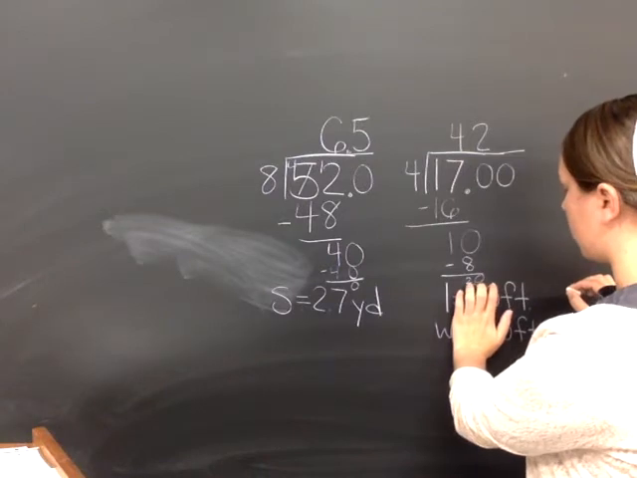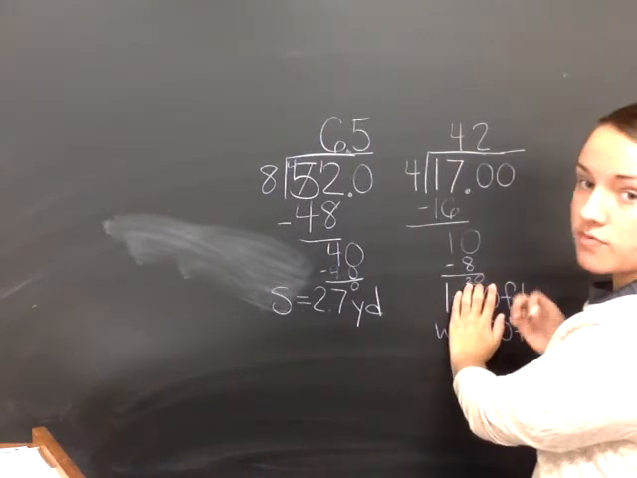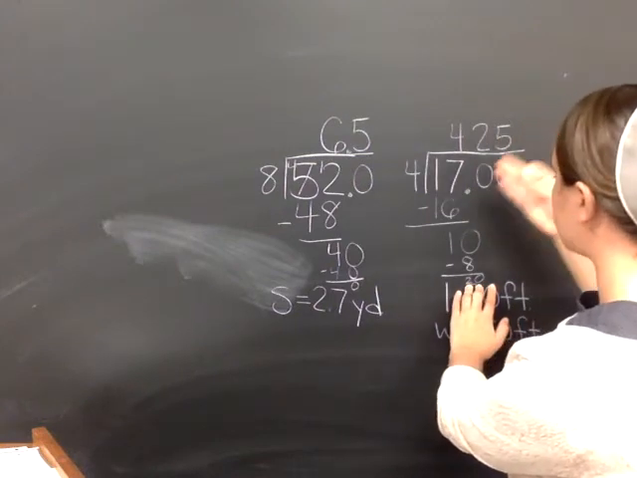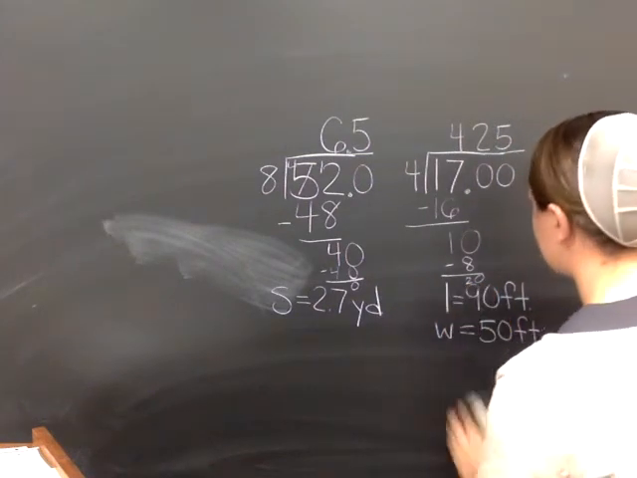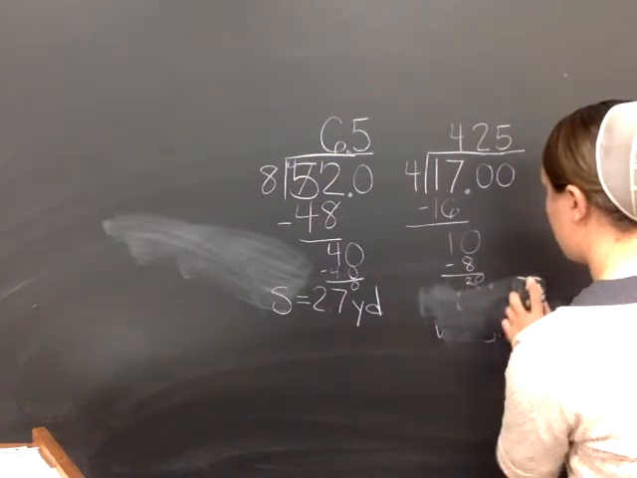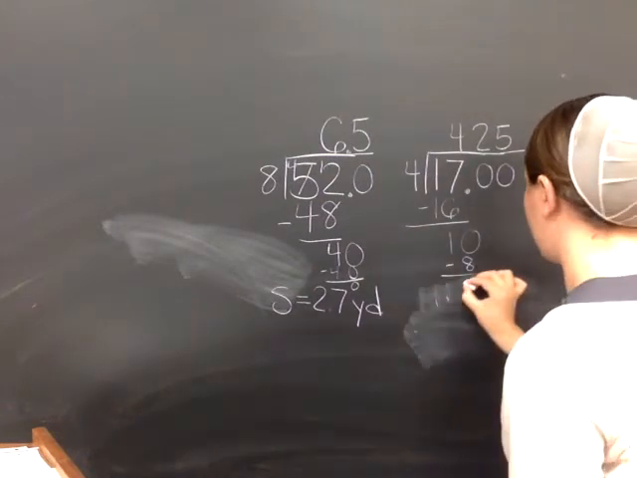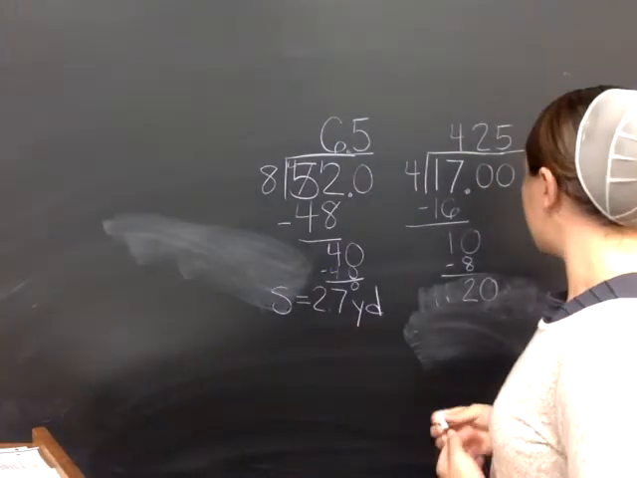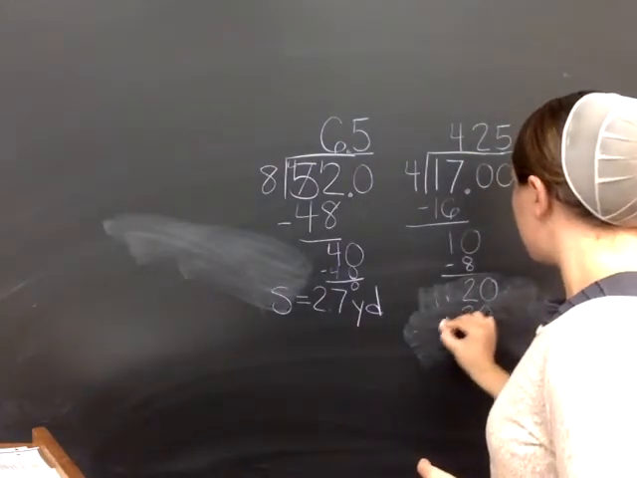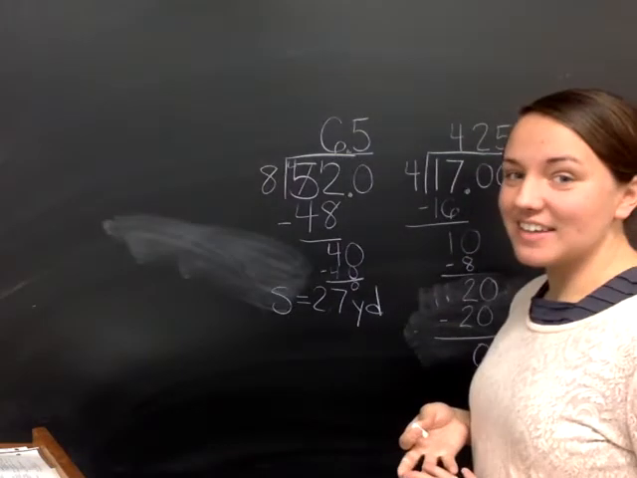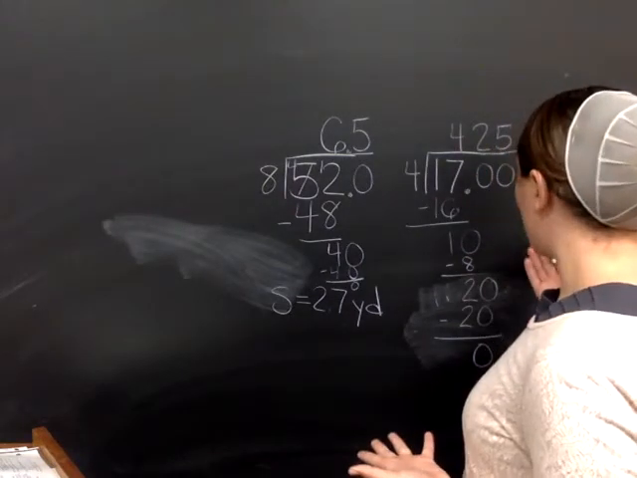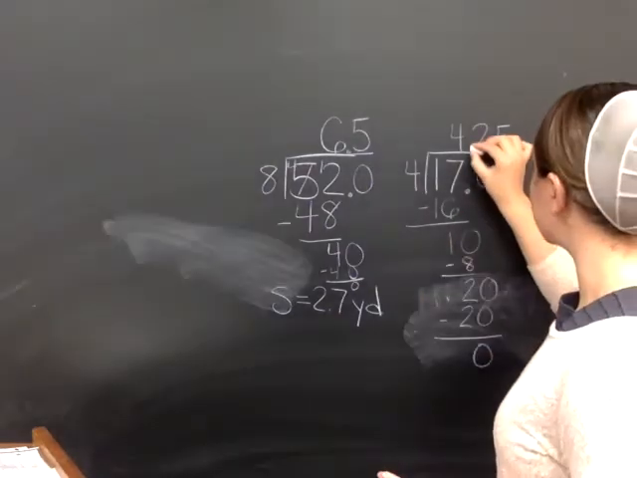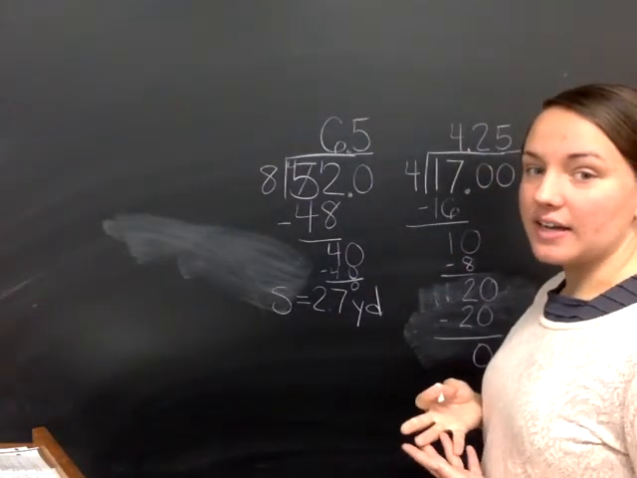I'm sorry, this is getting full. 20 divided by 4 equals 5. So we have 5 times 4. Okay, I'm just going to erase this. We have 5 times 4 equals 20. So now, did it divide out evenly? Yes, it did. We're left with nothing. And we need to put our decimal point in our quotient, the same place that it is in the dividend.